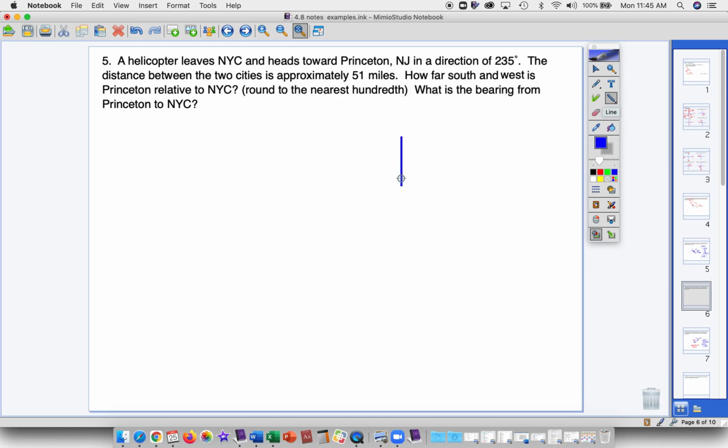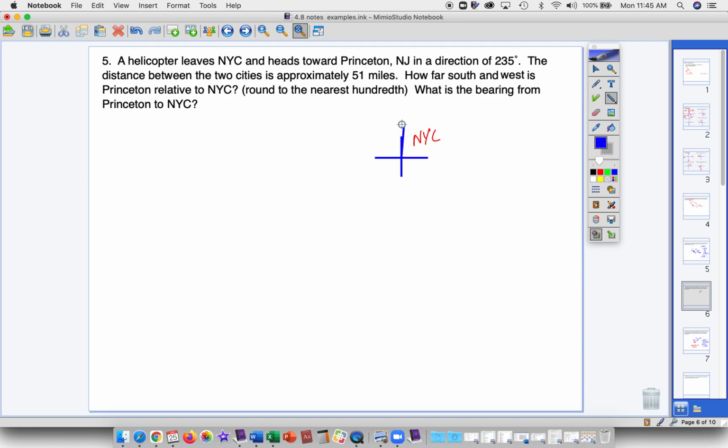So let's start with a north, south, east, west intersection. This will be at New York City. And then my bearing, this is the aerial navigation bearing. Notice no direction is associated with it. It's not an acute angle, right? So that's how you can tell the difference. I mean, the real giveaway is not having north, south, east, west associated with the angle.